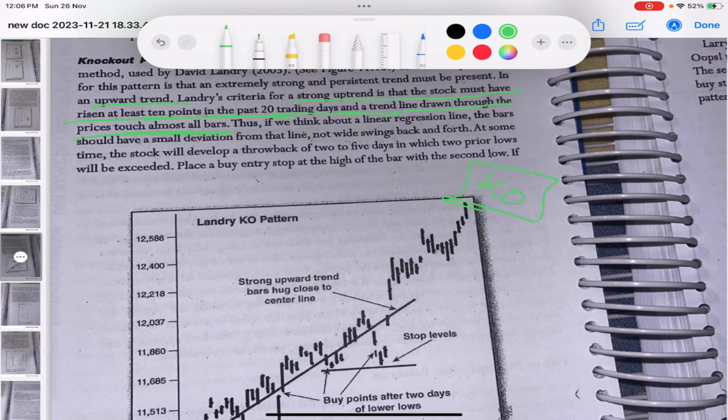So you want the price to have risen in the last 20 days by at least 10 points. Now we also read what a linear regression line is. They are basically saying that the bars should have just a small deviation from the line, and they shouldn't be having very large swings, so that a trend line can be drawn. At some point the stock will develop a throwback of 2 to 5 days in which the prior two lows will be exceeded. So only the prior two lows can be exceeded. Place a buy stop at the high of the bar with the second low.